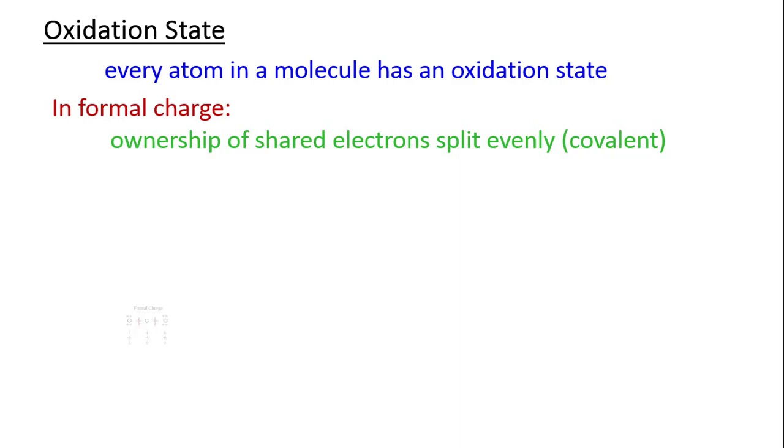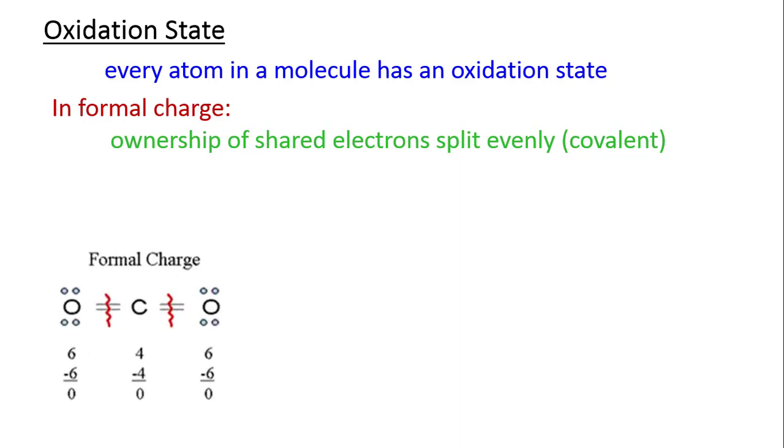Take, for example, carbon dioxide. Based on location on the periodic table, we expect the oxygen atoms to own 6 electrons and the carbon atom to own 4. If we say that in each double bond, 2 electrons belong to oxygen and 2 electrons belong to carbon, then the oxygens do own 6 electrons in their octet, and carbon owns 4 of the 8 electrons around it. No formal charges. This assumes that the bonds are purely covalent.